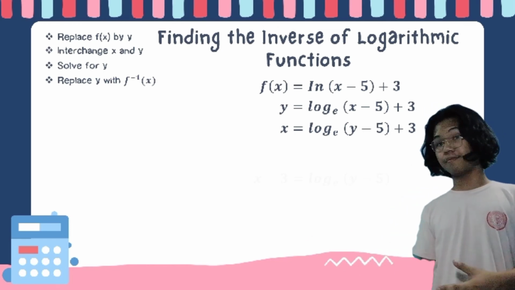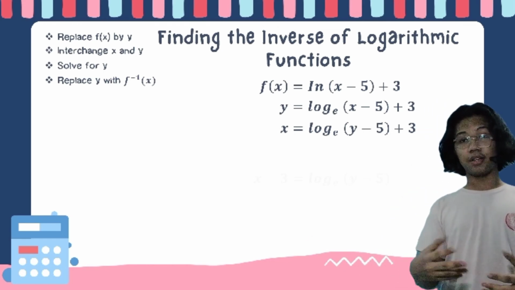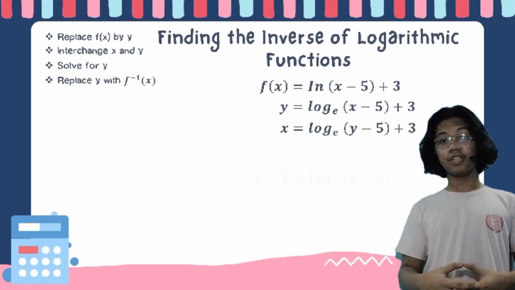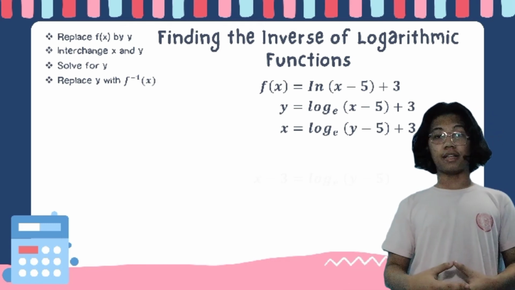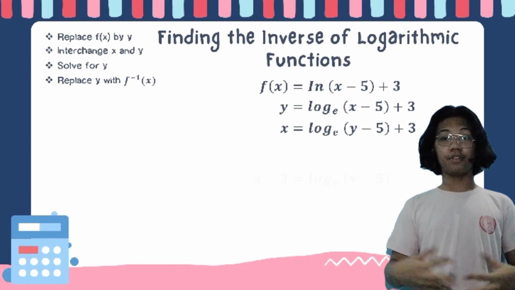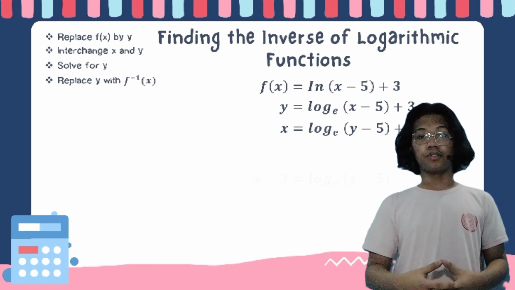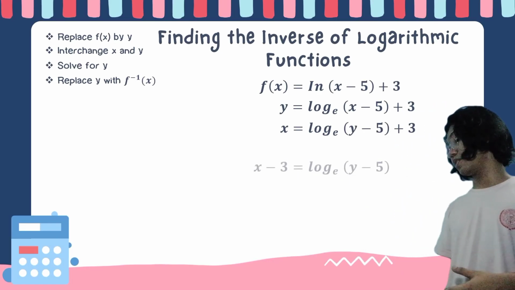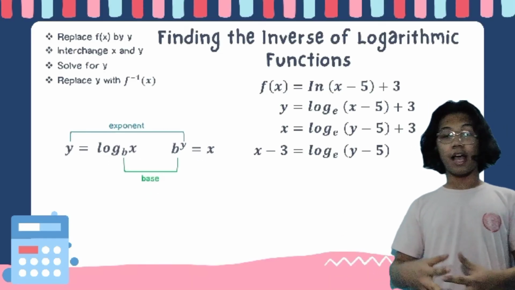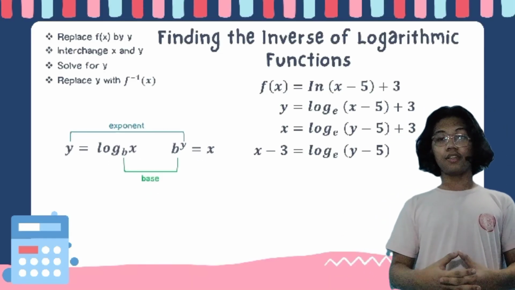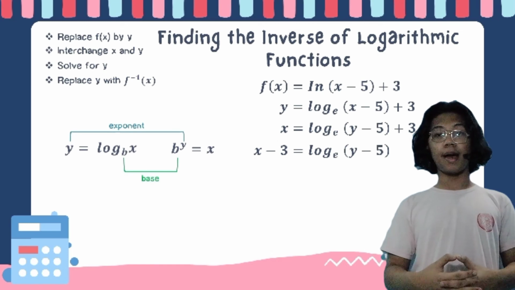So you'll notice there that there is a log. We changed the ln to that to make the inversing easier, and we place e because that is the base of a natural logarithm. So after that, we're just going to solve for y. To do that, we're going to transpose first the positive 3 to the other side, and now we will have x minus 3 equals log base e of y minus 5.